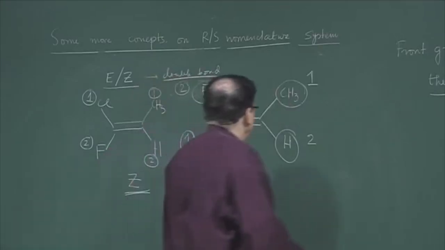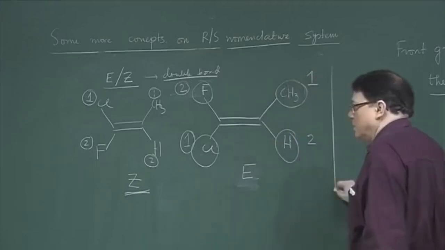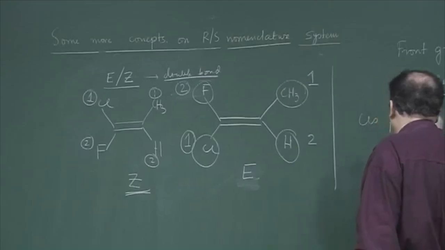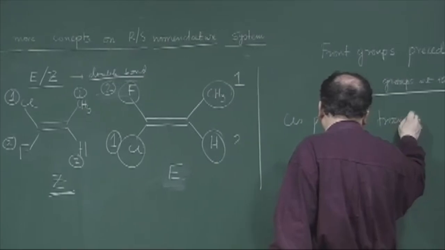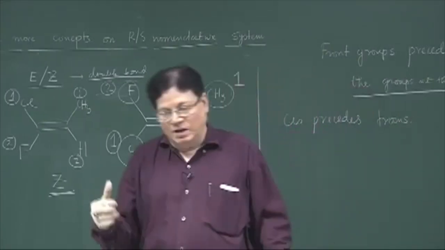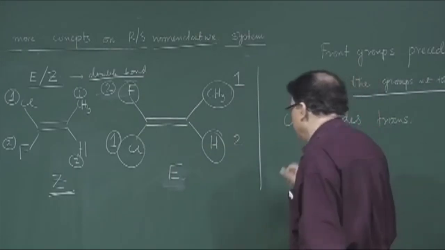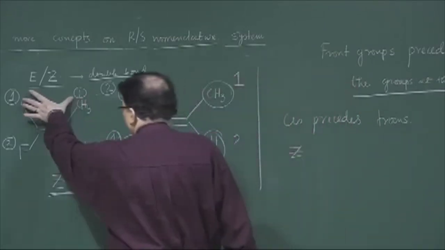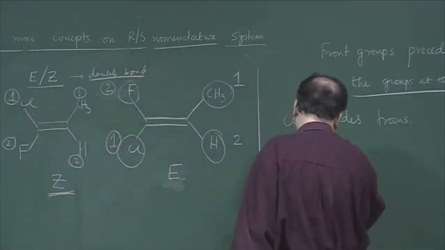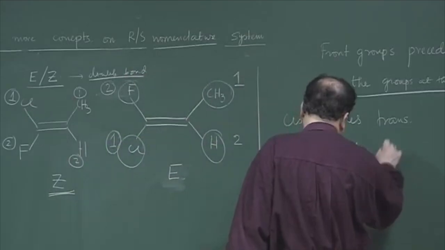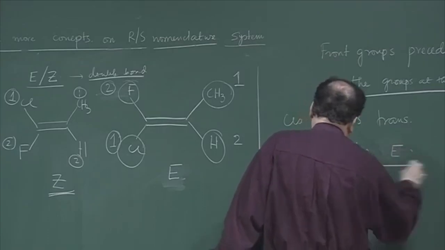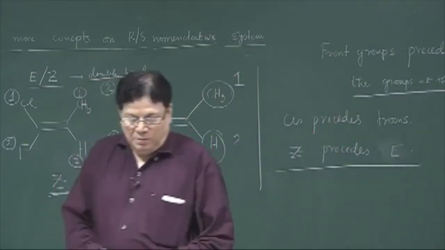Okay. So this is the EZ, and you remember the RS rule, that cis precedes trans. So if you have a scenario where you have to decide the priority between cis and trans, then cis precedes trans. That means here the rule will become Z. So it's like a cis system, with the groups of priority 1 on the same side. Z precedes E. Okay, so that is the configuration of double bond systems.